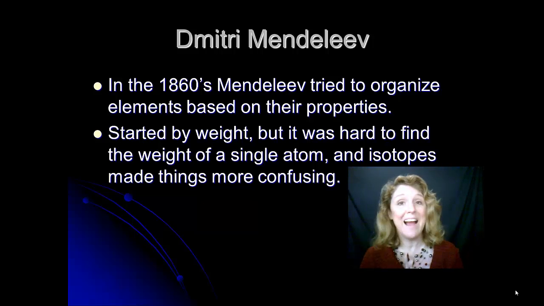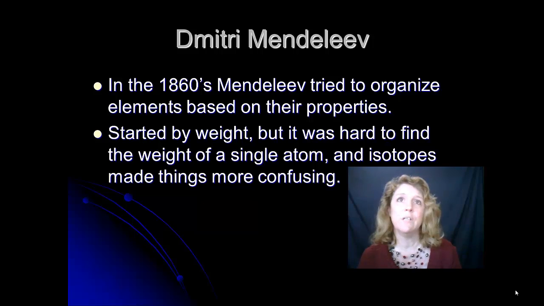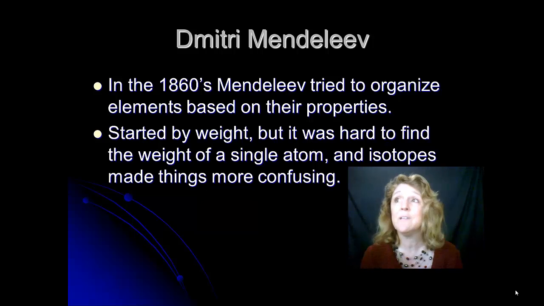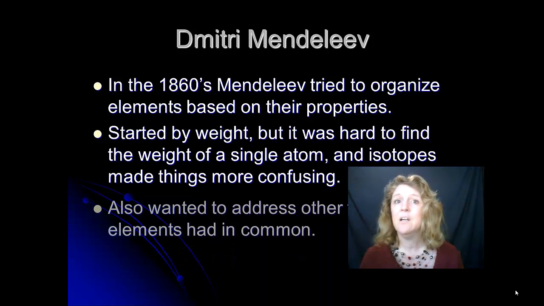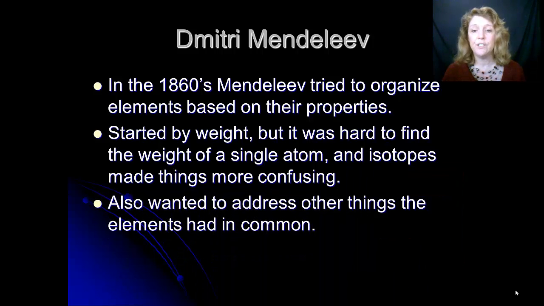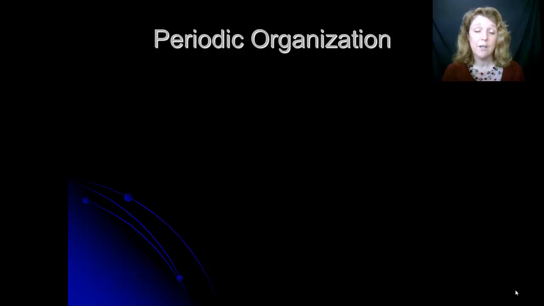And then you had the isotopes, because isotopes made things more confusing. Because, you know, here's a chlorine that weighs this much, and here's a chlorine that weighs that much, because this one has 18 neutrons and that one has 20 neutrons. And they didn't really understand isotopes at the time. They kind of did, but a bunch of people tried a bunch of different ways to put the periodic table together. He also wanted to really make sure that the things that they have in common were really addressed. So he worked hard at trying to put all of this together.